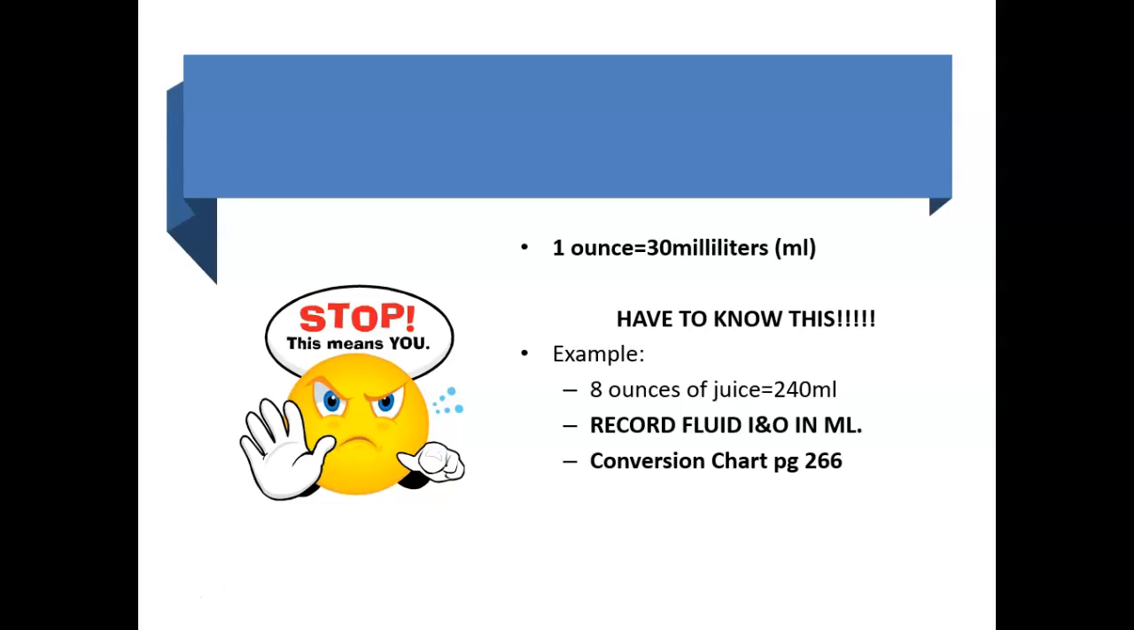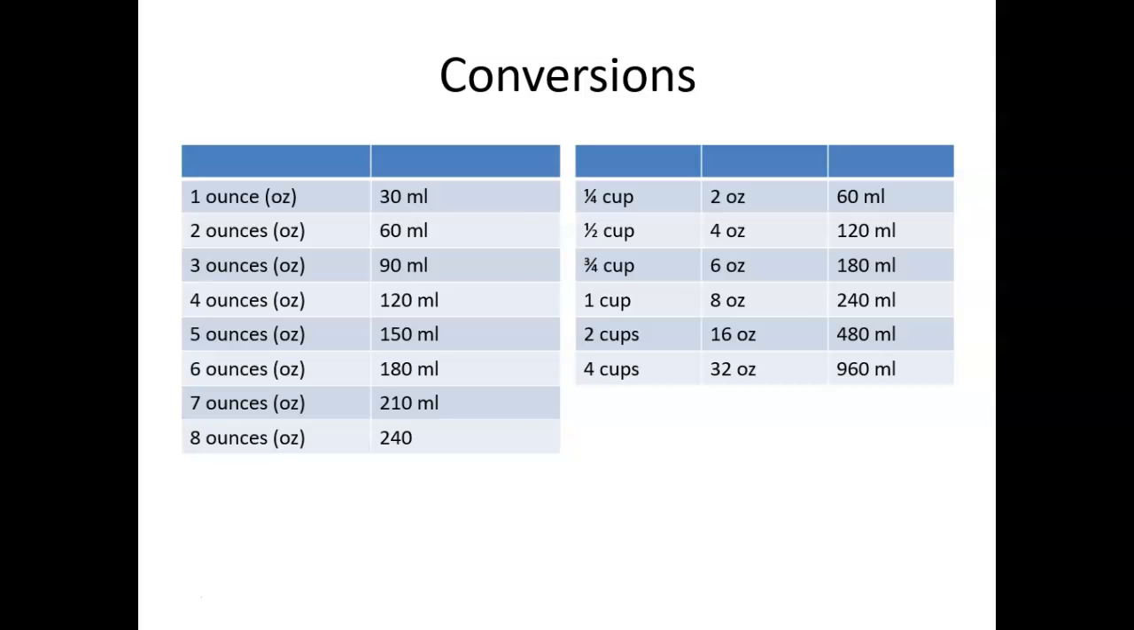Okay, basic things that you need to know. 1 ounce equals 30 milliliters. So when you're reporting I&O, you're reporting in milliliters. You're not going to give it in ounces, you're going to give it in milliliters. So 8 ounces would be 240. There's a conversion chart in your book on page 266, and I also put it on here. That is just a quick reference when you're looking to do the I&O worksheets.